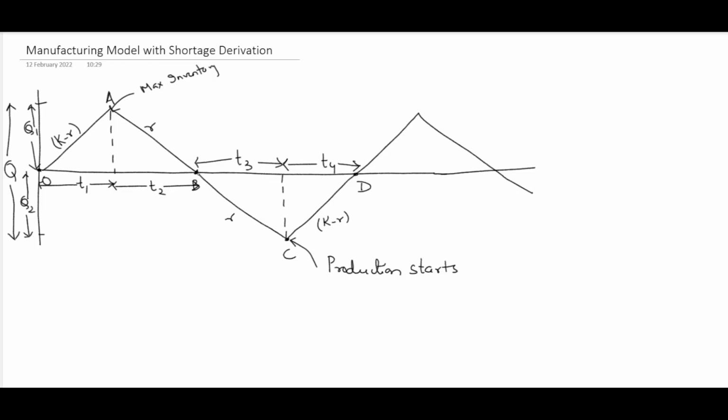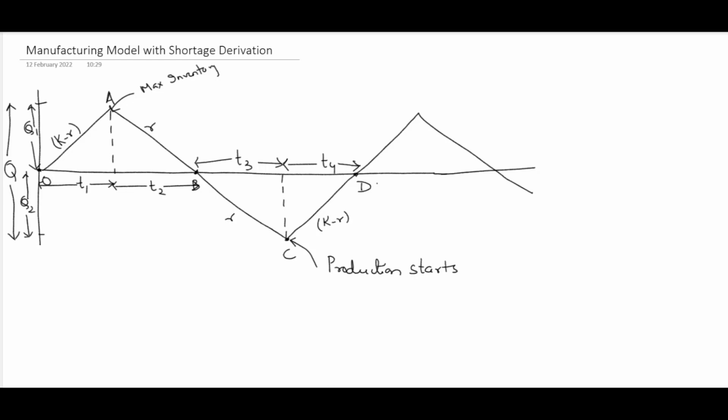Now shortage comes into the picture. That means we have the demand but we are not able to fulfill it. So shortage builds at the rate of R, the consumption rate, during the time period T3. At this point production starts again, and the backlog is filled at a constant rate of K minus R, where production rate is K and consumption rate is R, until it reaches the point D, where inventory is again 0, and this occurs during the time period T4.